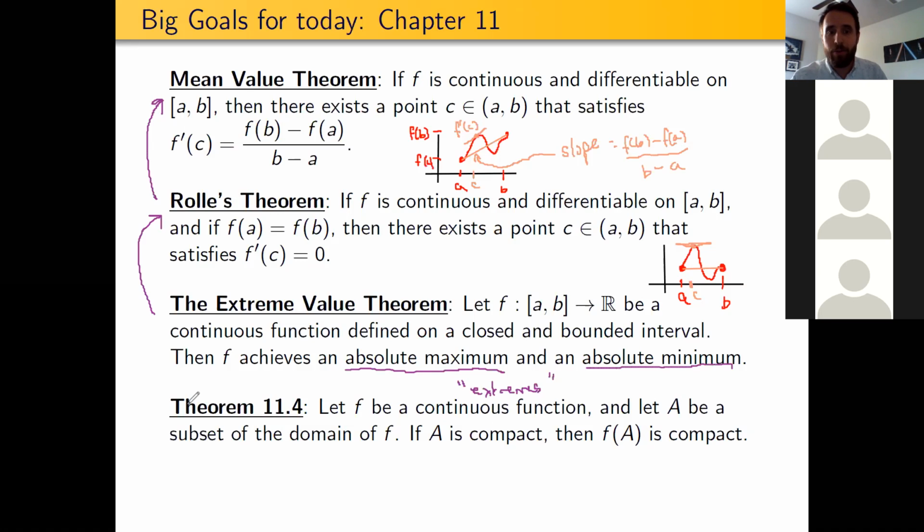And then finally, we will need this theorem, maybe not quite fancy enough to have its own name, but theorem 11.4 in the text, to prove the extreme value theorem. Now that's working backwards, getting back to the language that we've discussed recently. So if f is a continuous function and we have a subset of the domain, call it capital A, then we have this statement: if A is compact, then f of A is compact. In other words, a continuous function sends a compact set to its image, and the image will also be a compact set. So f will send compact sets to compact sets.